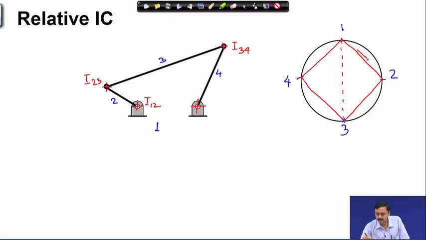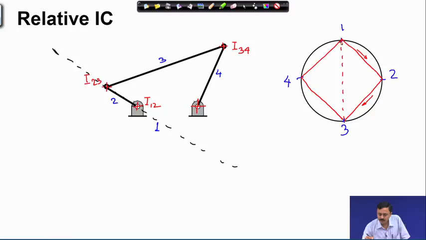So, one path is I12 and I23. I13 must lie on this line as per the Aronhold-Kennedy theorem. I13 must lie somewhere on this line, because I12, I23 and I13 are the three relative ICs of three bodies 1, 2, 3, which are in relative motion. Therefore, their relative ICs must lie on a line. Now, of the three relative ICs, I exactly know two of them, I12 and I23. So, I13 must lie on this line. This is the black dashed line.